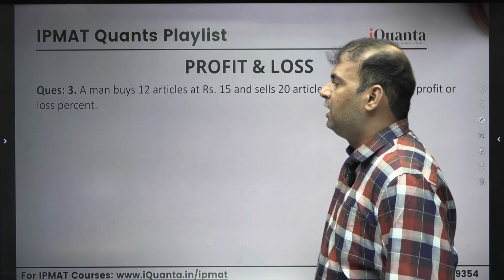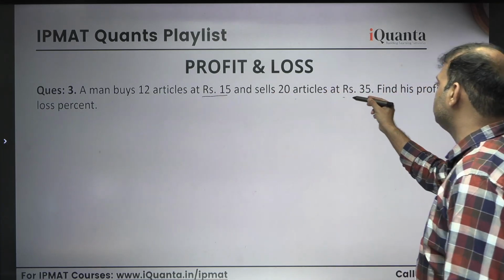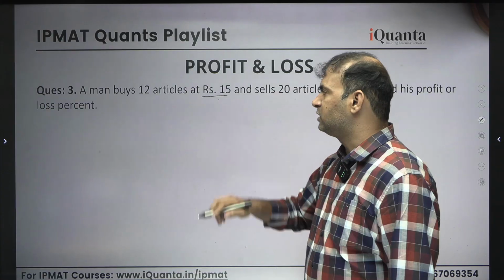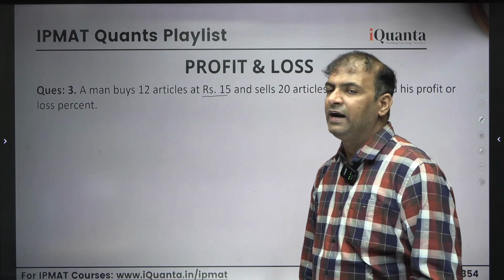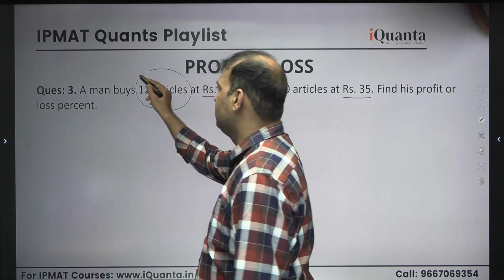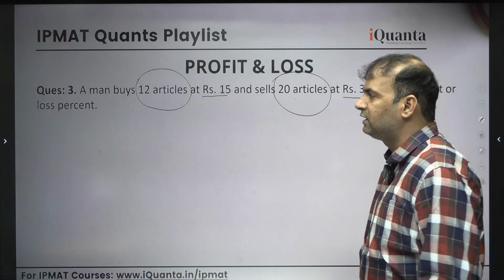Alright guys, some students think that the cost price is 15, the selling price is 35, so profit should be 20, and then 20 profit upon cost price 15 will be the profit percentage. But no guys, that's not correct. Why? Because the articles which are bought are 12 and the articles which got sold are 20, right? So we cannot solve it like this, okay?